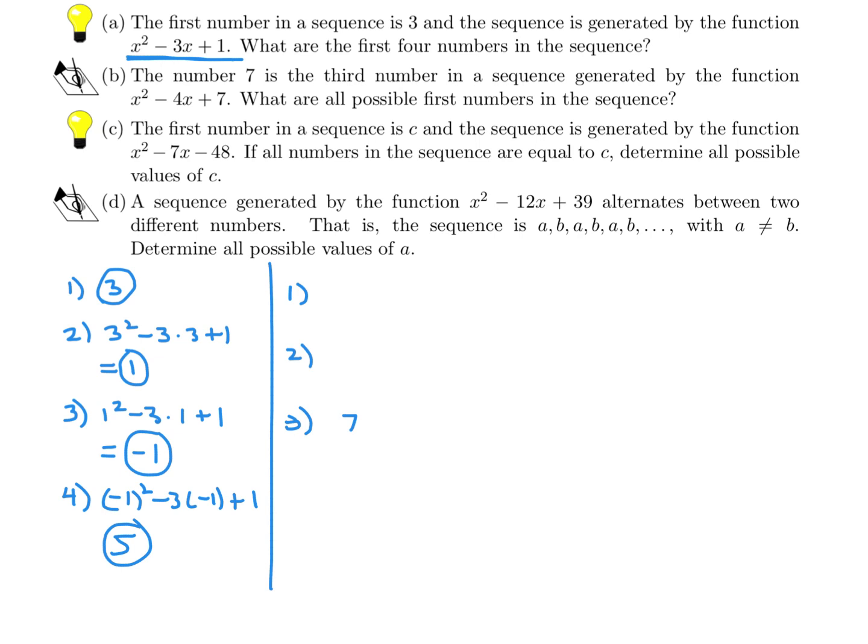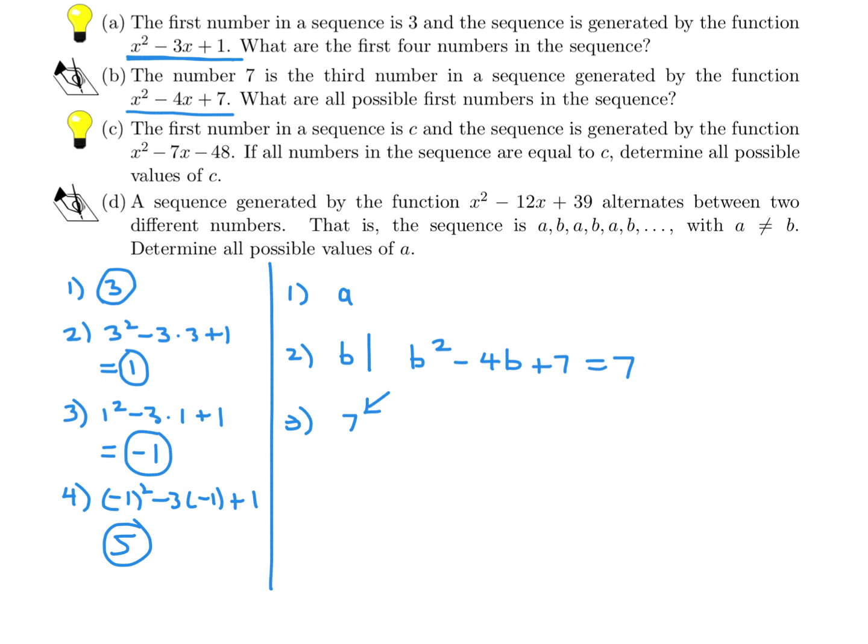Okay, so that means that this function generated a 7, right? So let's just say this was an A and this is a B. I don't know the numerical values, obviously. So what it basically means is that b squared minus 4b plus 7 is equal to 7. Correct? That's how you would get the 7.